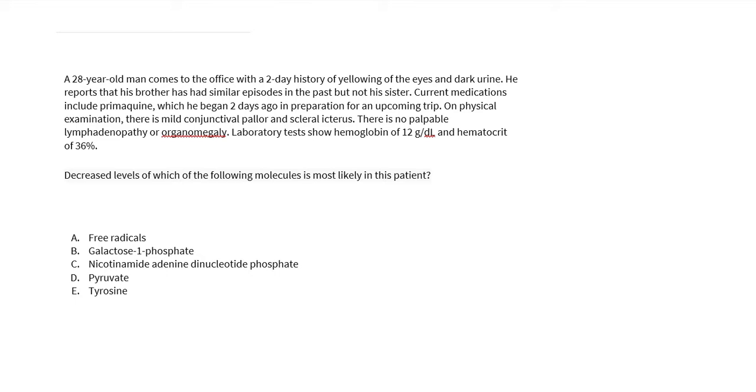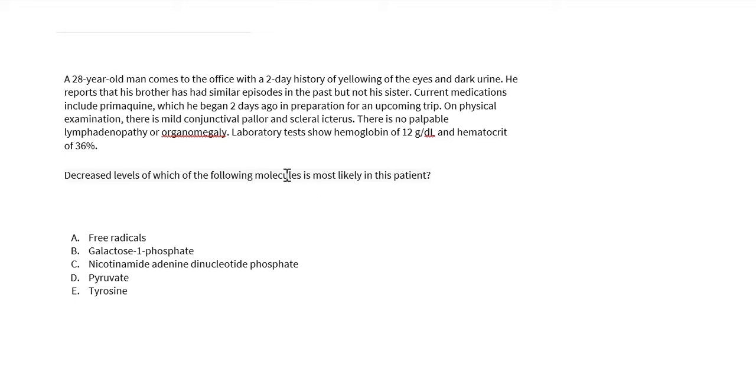On physical examination, there is mild conjunctival pallor and scleral icterus. There is no palpable lymphadenopathy or organomegaly. Laboratory studies show hemoglobin of 12 grams per deciliter and hematocrit of 36%. Decreased levels of which of the following is most likely in this patient?